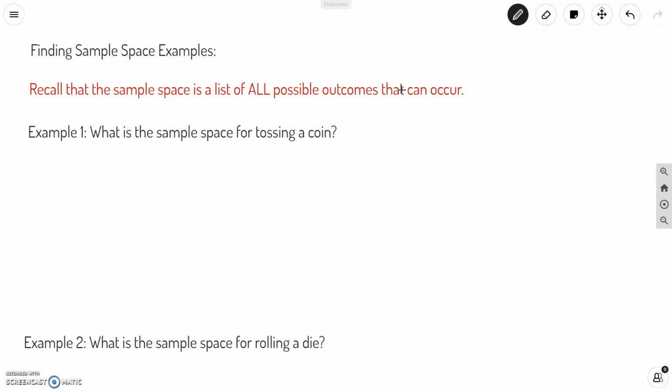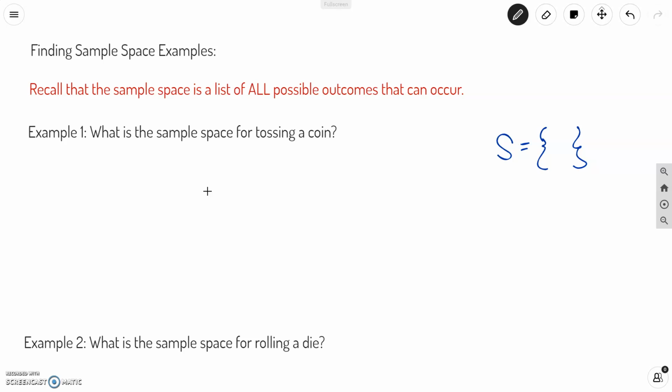Again, we use this notation right here. S is equal to a curly bracket to indicate a list. The curly bracket right here just indicates a list. S stands for sample space. When we're finding the sample space, we're always going to put it in that kind of format.